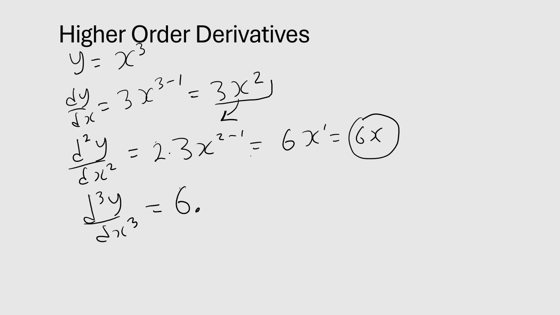So this is a higher order derivative, and if you want to differentiate this 6 again, the 6 is a constant, so its derivative is 0. And for d5y over dx5, you are differentiating 0, which is still 0.